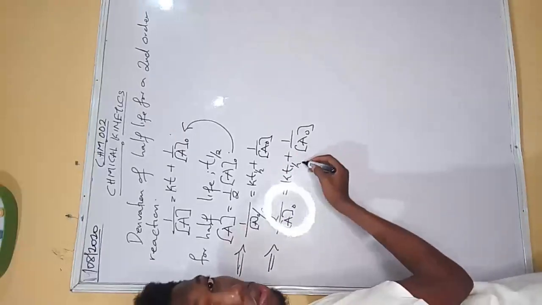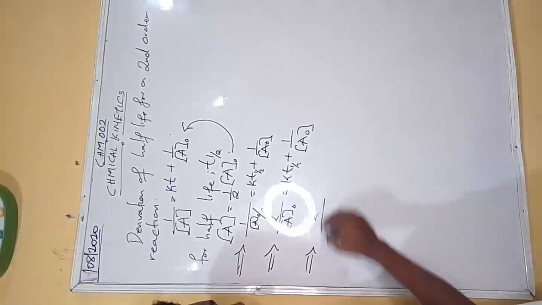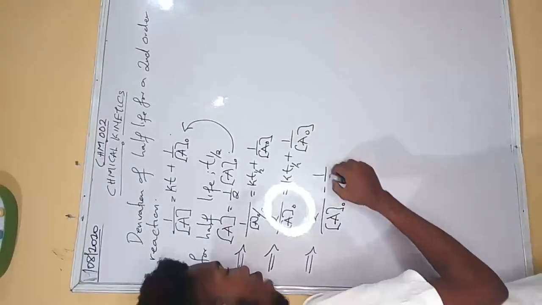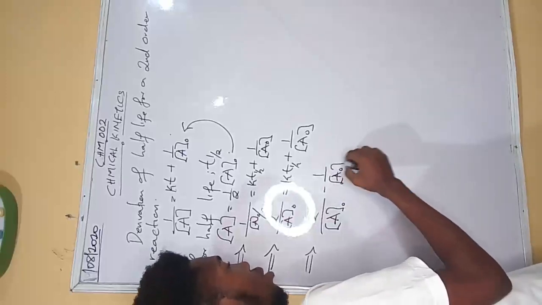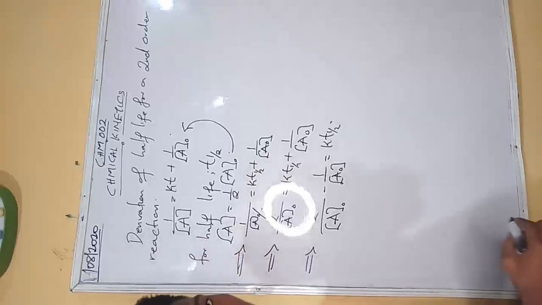So you are going to carry this to this side and you'll be having 2/[A]0 minus 1/[A]0 is equals to k t-half.